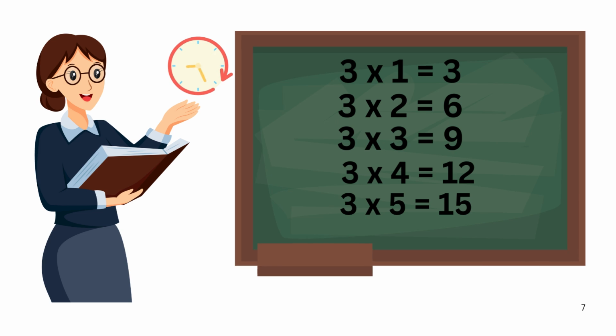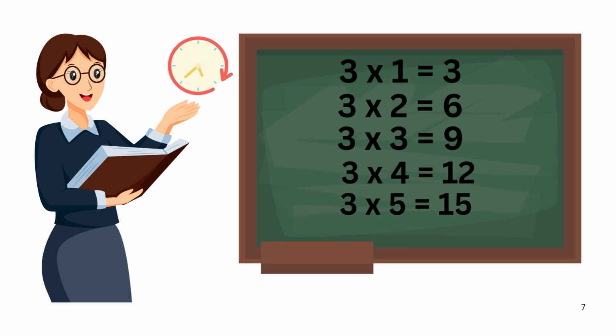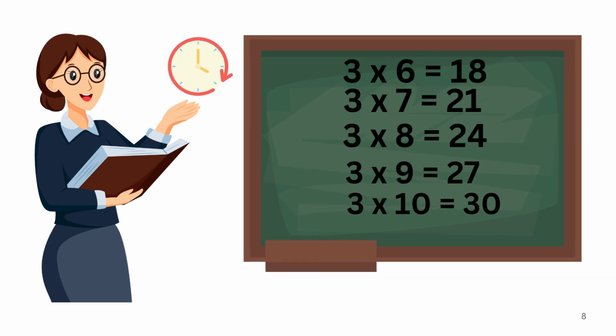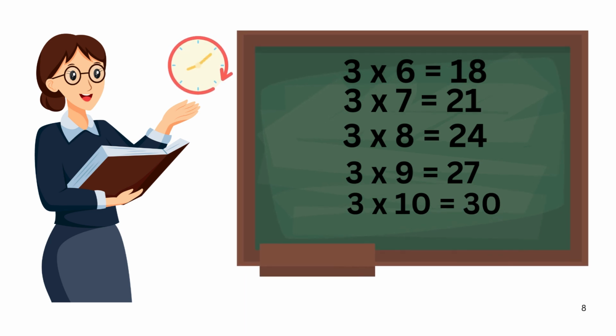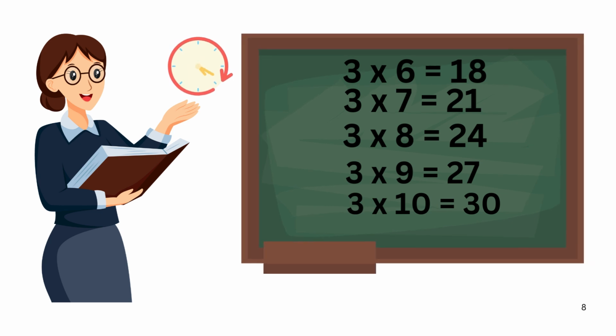Now we are on the next step, the tables of number 3. Here on the board we have 3 multiplied by 1 equals 3, 3 multiplied by 2 equals 6, 3 multiplied by 3 equals 9, 3 multiplied by 4 equals 12, 3 multiplied by 5 equals 15, 3 multiplied by 6 equals 18, 3 multiplied by 7 equals 21, 3 multiplied by 8 equals 24, 3 multiplied by 9 equals 27, 3 multiplied by 10 equals 30.